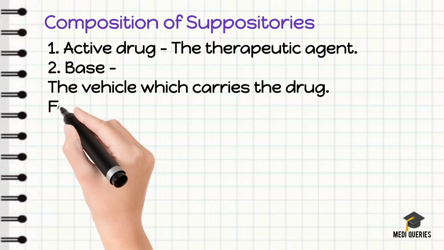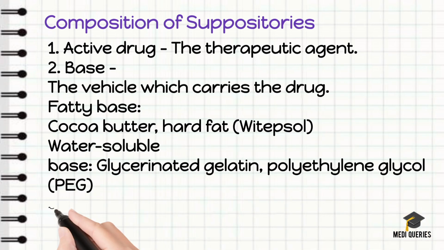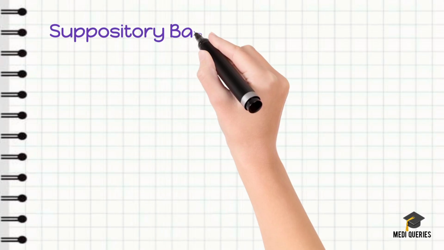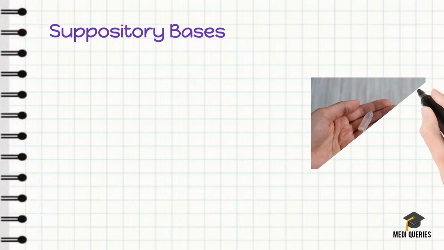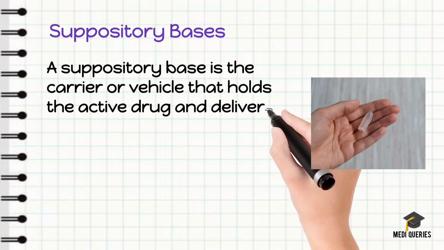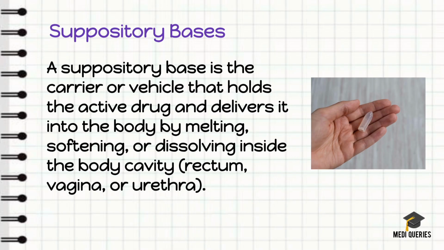So, suppository bases are the foundation upon which the drug is incorporated. Okay, so they are essential for giving the suppository its shape, stability, and for controlling how the drug is released. So, the base must be non-toxic, non-irritant, and should melt and dissolve or disperse at body temperature here.